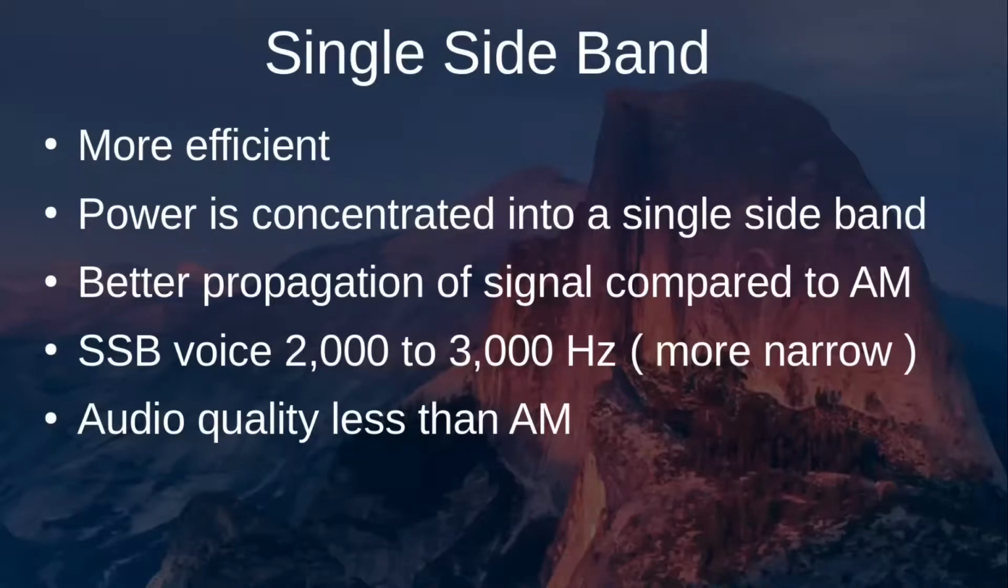A single sideband voice is 2,000 to 3,000 hertz regarding its bandwidth. It is much more narrow. So it is essentially almost half of an AM signal because you're just taking one of the sidebands. And as we mentioned before, the audio quality is less than that of AM, but the signal will get farther.